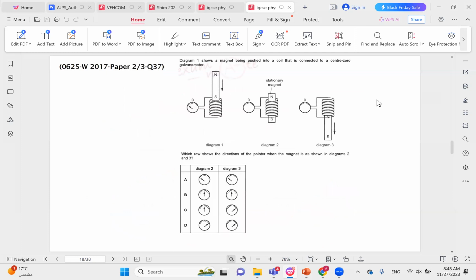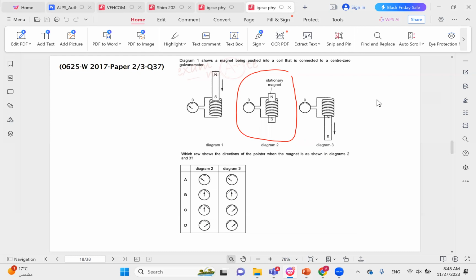Diagram 1 shows a magnet being pushed into a coil that is connected to a center 0 galvanometer. Which row shows the directions of the pointer when the magnet is as shown in diagrams 2 and 3? So for diagram 2, the magnet is stationary. If the magnet is stationary, there is no electricity generated, there is no induced EMF or induced current. So the galvanometer is expected to not point anywhere.